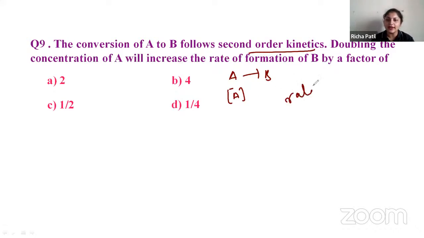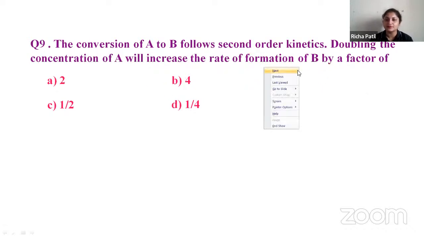So rate is equal to k into A square. You are doubling the concentration of A. So if you double it, what will happen? The rate will be 4 times. It will become 4 times. So the rate of formation of B will be 4 times. So the answer is B. Okay, the answer is B.